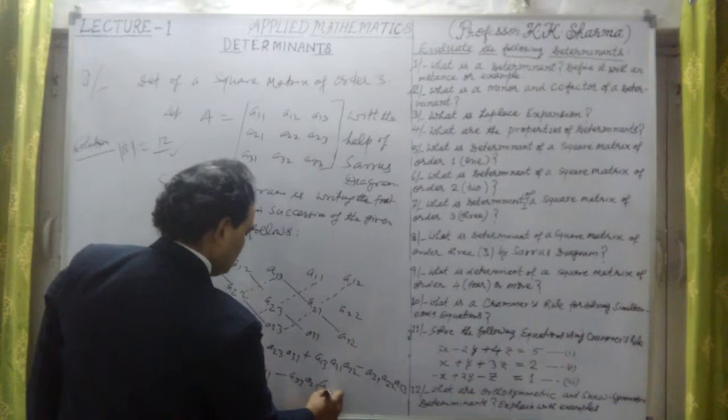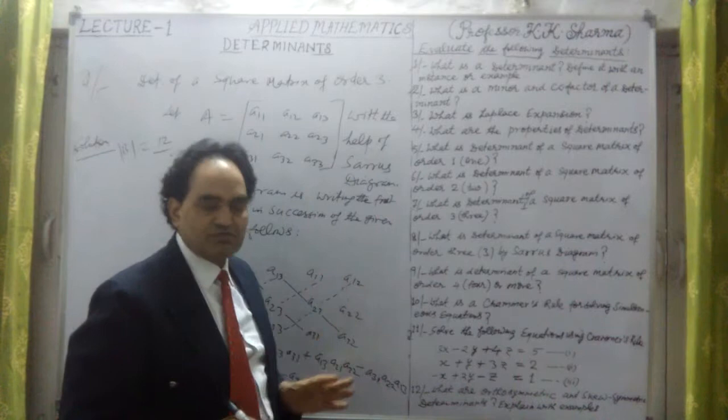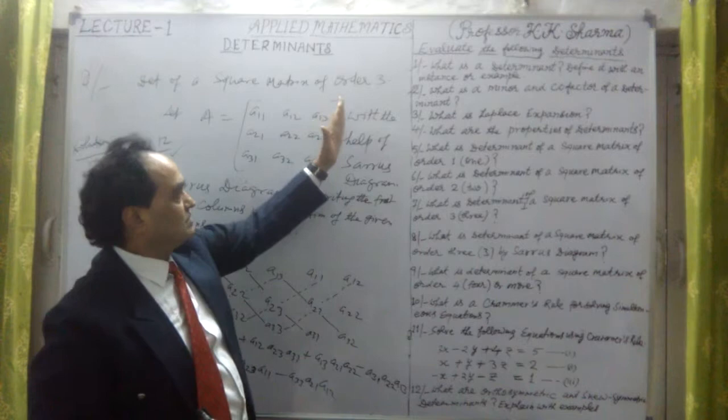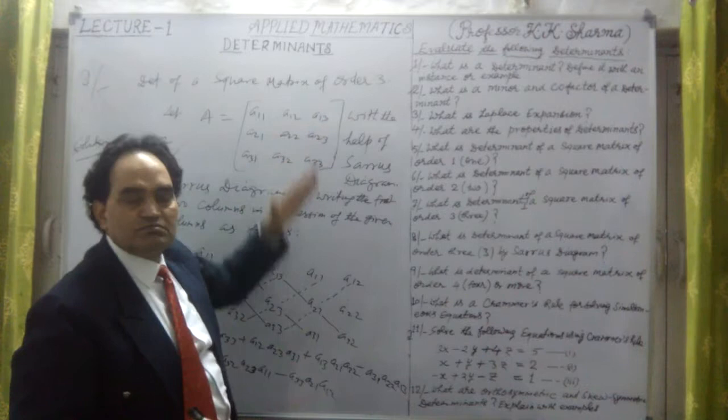This is what we calculate: multiply them, then subtract them. The answer will be the same as when I took the numerical value. So this is what Sarrus' method is. In Sarrus' method, we write the first two columns in succession, first column, second column. Then we multiply the three diagonal values with positive sign, and the non-diagonal values, then subtract them with negative signs. That will give us the same determinant value which we have just calculated.